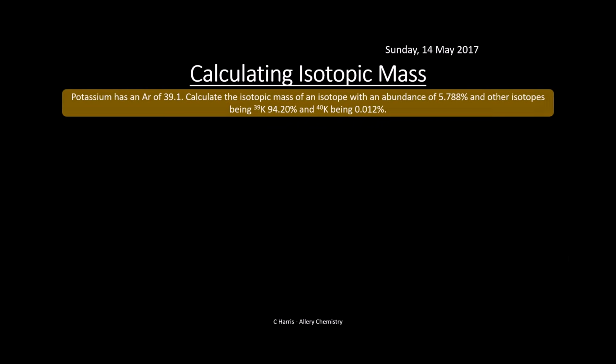Okay, so we need to know how we can calculate isotopic mass as well. Let's say we've got potassium. It has an Ar of 39.1 and we've got to calculate the isotopic mass of an isotope with an abundance of 5.788%, with the other isotopes being potassium-39, which is 94.20%, and potassium-40 being 0.012%. This is a bit different because we've been given the relative atomic mass and we've got to calculate the isotopic mass. This is a bit tricky. You'd be alright with this if you do maths, you'll probably look familiar with it, but there's a bit of maths here, just to warn you.